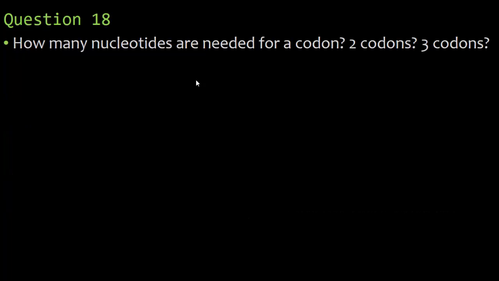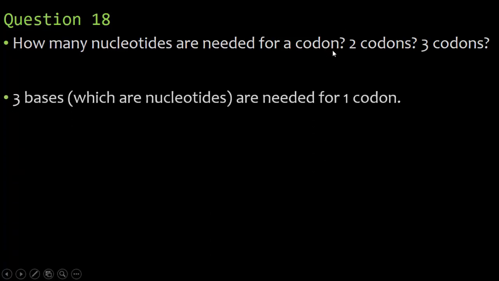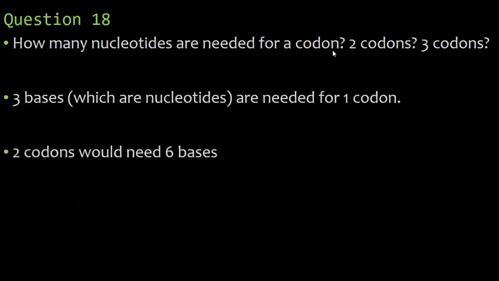How many nucleotides are needed for a codon? 2 codons, 3 codons. So here we have this word codon, and we need to know what that means. Well, 3 bases, which are the nucleotides, are needed for 1 codon, and codons are found in mRNA. Anticodons are found in tRNA. Either way, you still need 3 bases. So if we have 2 codons, 2 times 3 is 6, we would need 6 bases. For 3 codons, we would need 9 bases.